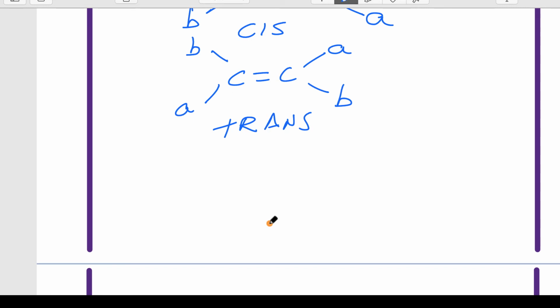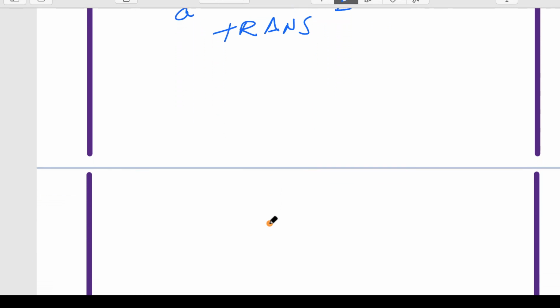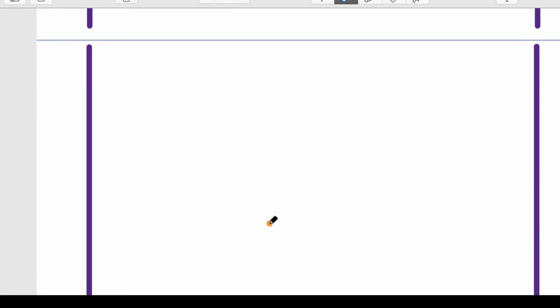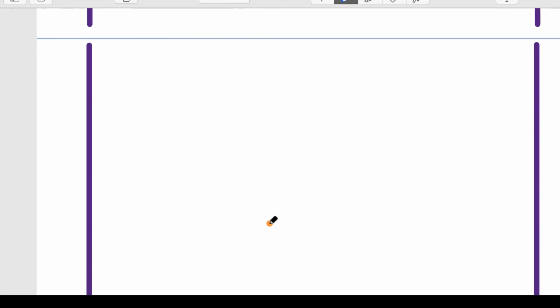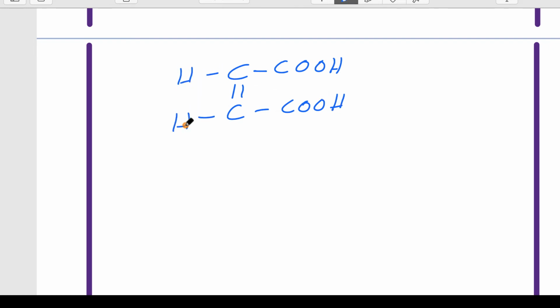Let me take one very common example of cis-trans isomerism. What is the common example? We say maleic acid and fumaric acid, which we come across in the Krebs cycle, the TCA cycle. Here a carboxyl group is present, here a carboxyl group, here hydrogen and here hydrogen. This is what we call maleic acid.